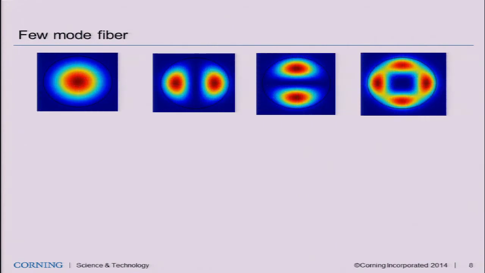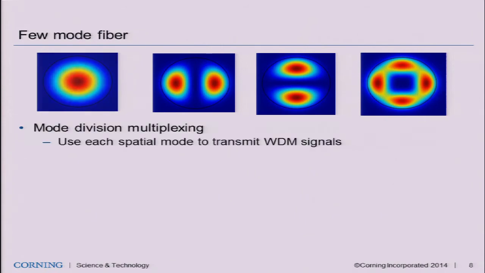Now let me switch gears and talk about space division multiplexing. First, the few-mode fiber. For few-mode fiber, I think there are two applications. One is space division multiplexing, in which you use each mode as a separate transmission channel.